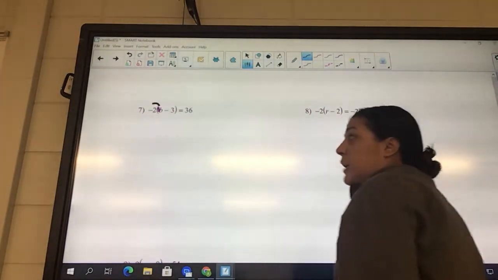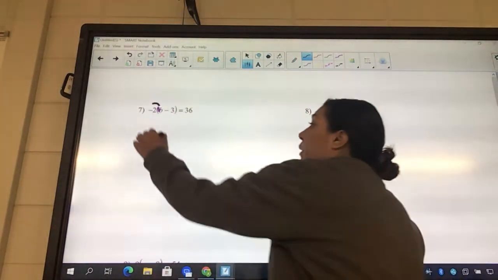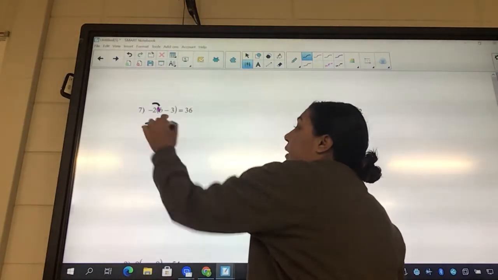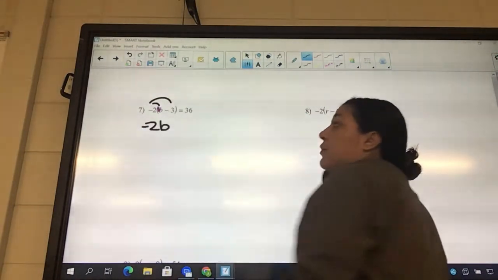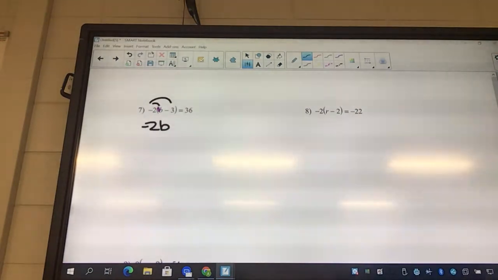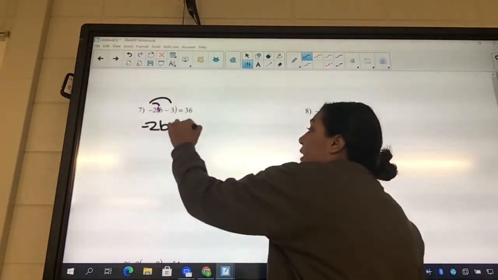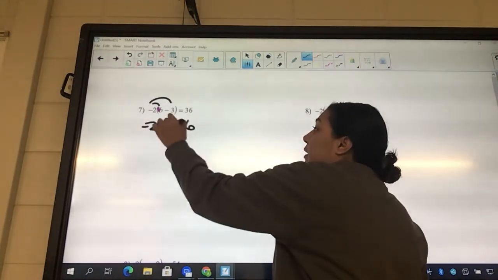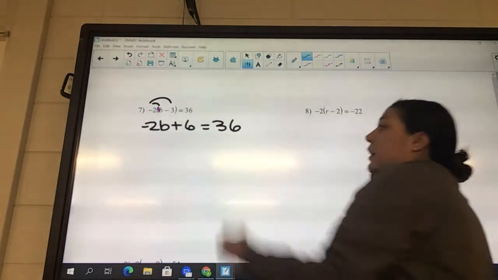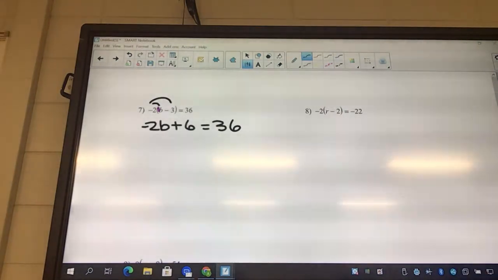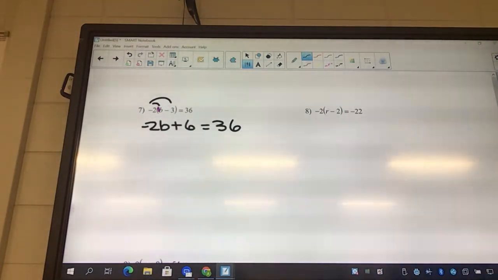So negative 2 times 1, negative 2, and there's 1b. And then we got negative 2 times what? Negative 3 is going to be a 6. What kind of 6 though? A plus 6 equals 36. Okay, and now that looks like what we're used to seeing, okay? And who's the kid? The 6 is the kid, and so he needs to move first.